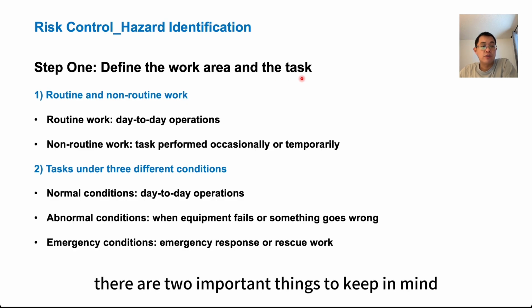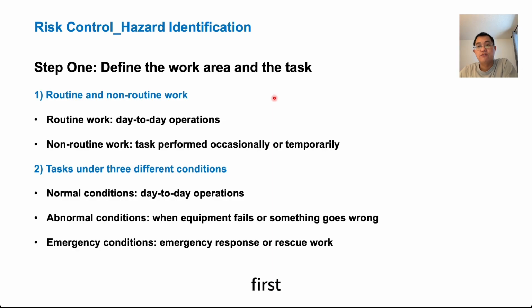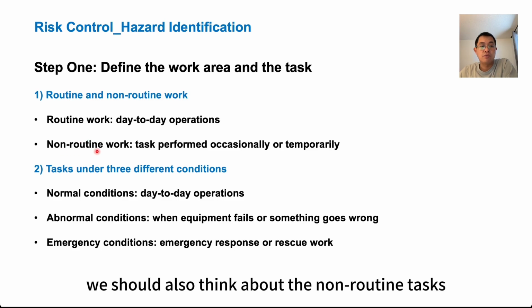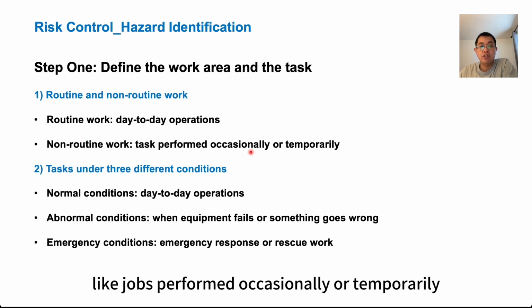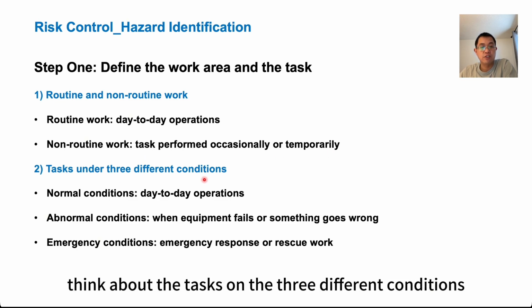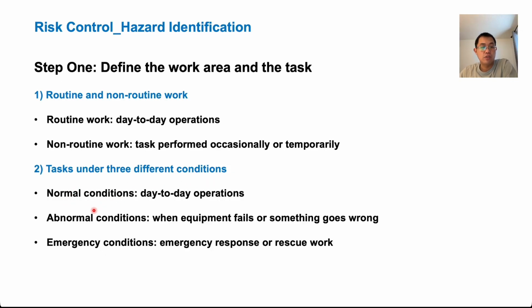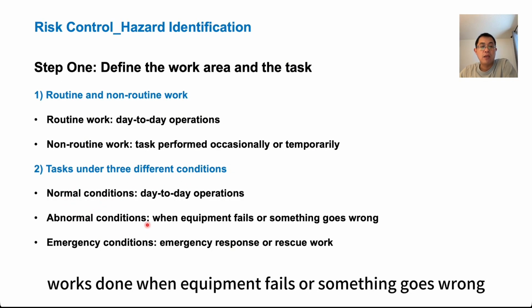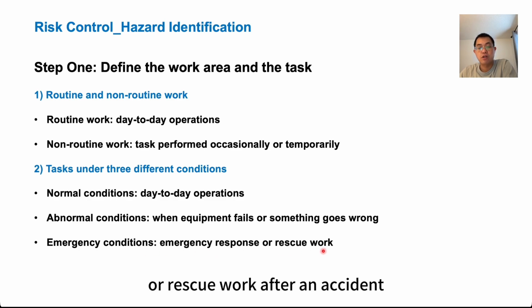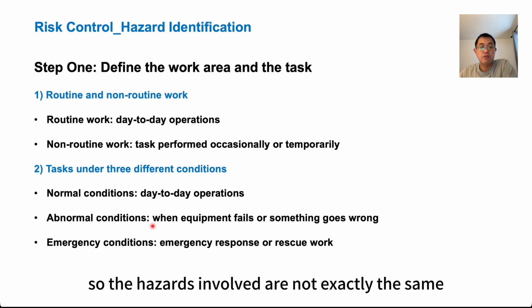When defining the task, there are two important things to keep in mind. First, not only focus on the routine work, we should also think about the non-routine tasks, like jobs performed occasionally or temporarily. And second, think about the tasks under three different conditions, including normal conditions, abnormal conditions, for example, work done when equipment fails or something goes wrong, and emergency conditions, such as emergency response or rescue work after an accident. Because work activities under these three conditions could be different, so the hazards involved are not exactly the same.